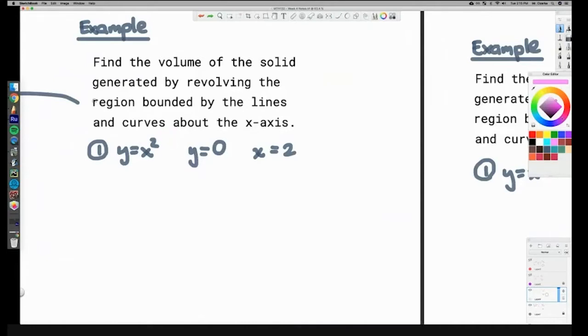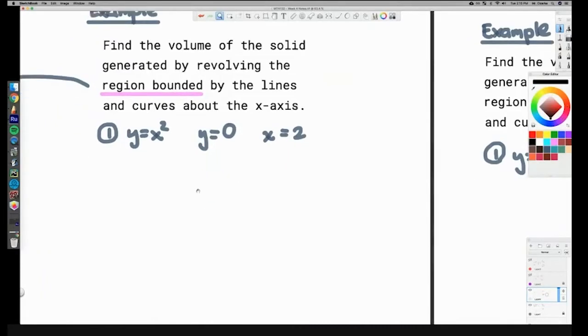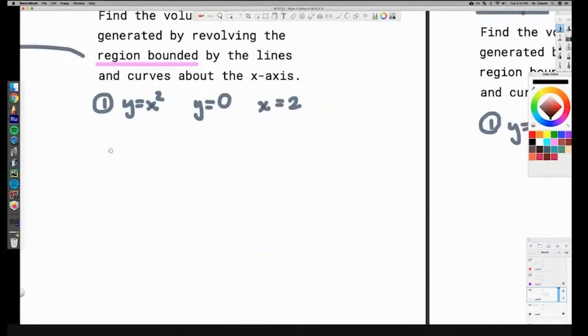Okay, so we're looking for this region bounded. And not the only way, but the best way, in my opinion, to figure out this region is to graph it. So what I'm going to do is graph all this and figure out that region that's bounded or surrounded by these three things. Bounded just means it's like surrounded. So I have this graph right here, and we're going to x equals 2. So I'm probably going to deal with the x equals 2 first.